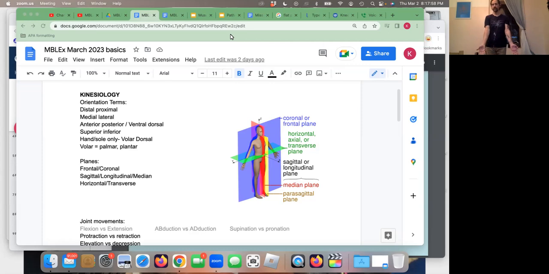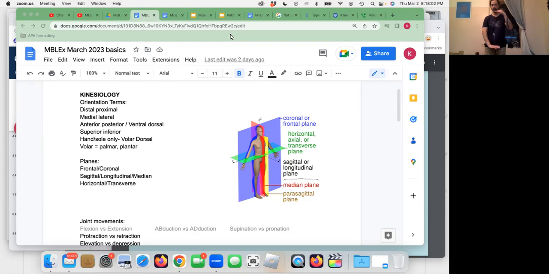The body is always standing. So this is always superior and this is always inferior. And as you look at the limbs, you travel further distal. That is technically inferior, although they prefer the term distal. And as you travel upward along the humerus towards the shoulder, that is technically superior, although the term proximal is preferred.